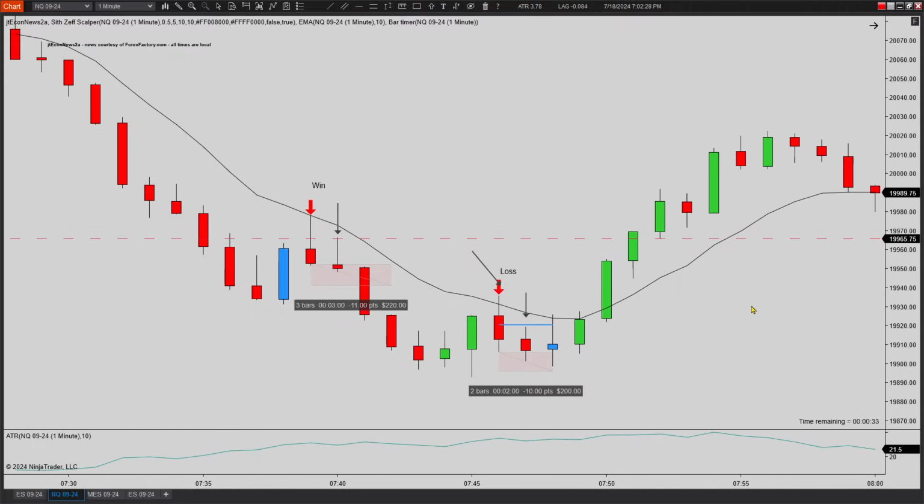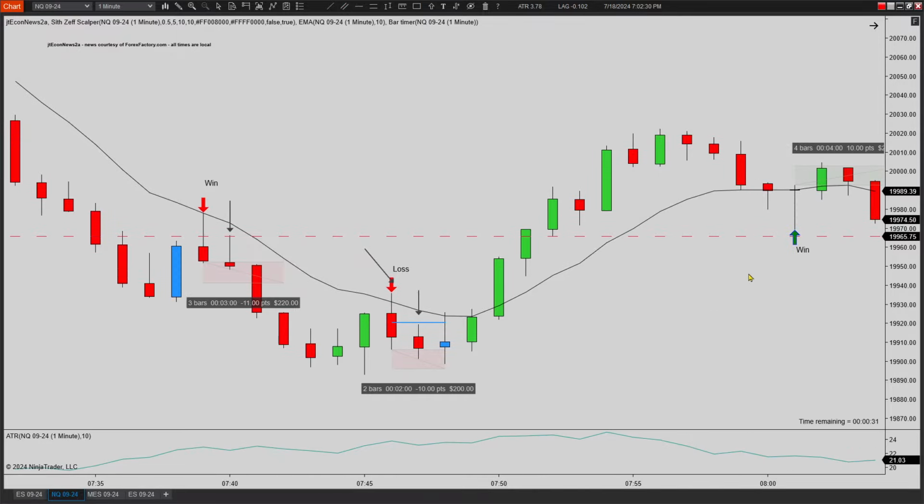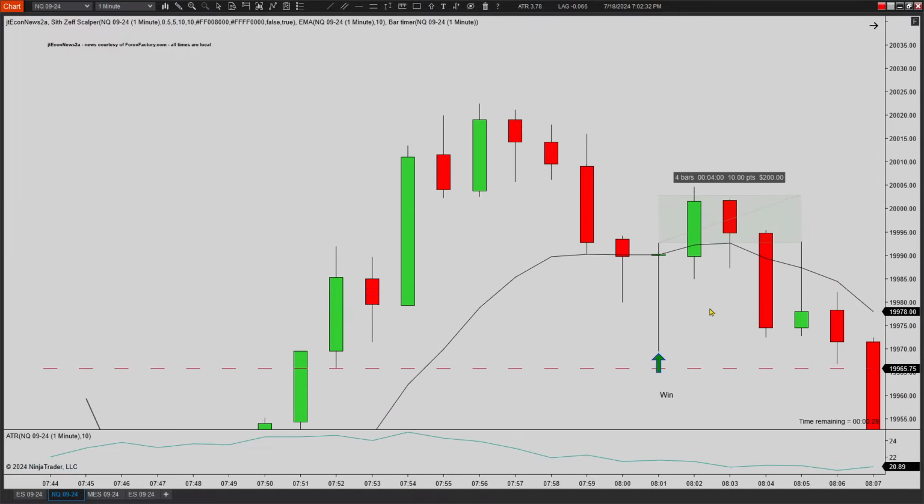This system in particular has a high win rate, so the losses are very rare. But here's another one. Simple move up, pull back right to the EMA, right where we want to see it. Can go for 10 points here. This one goes a little higher. ATR is still at 20.